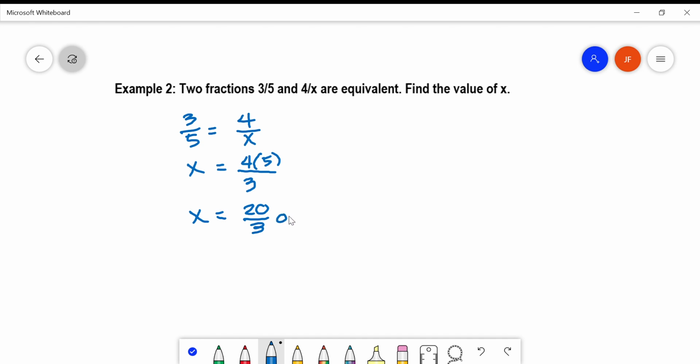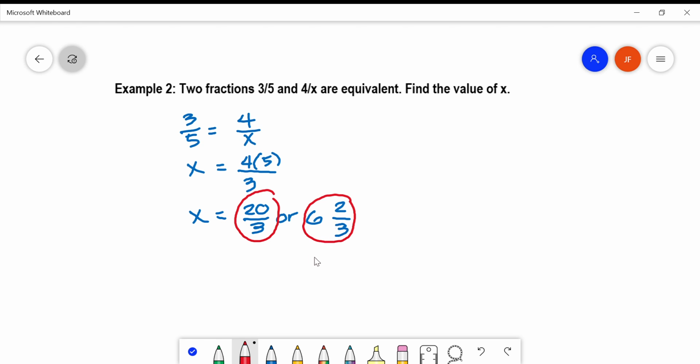So we can get the equivalent mixed form or mixed number of this. So 3 times 6 is 18, so we place here 6, and 20 minus 18 is 2, all over 3. So by checking, 3 times 6 is 18 plus 2 is 20. It's 20 over 3. So therefore, the value of x in this particular example is 20 over 3, or a mixed number of 6 and 2/3.